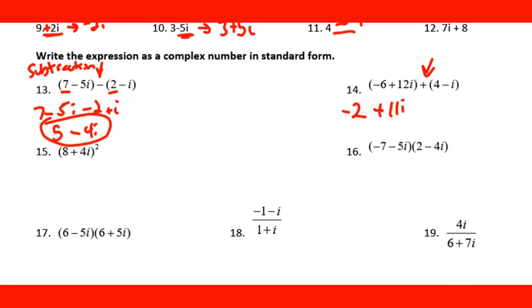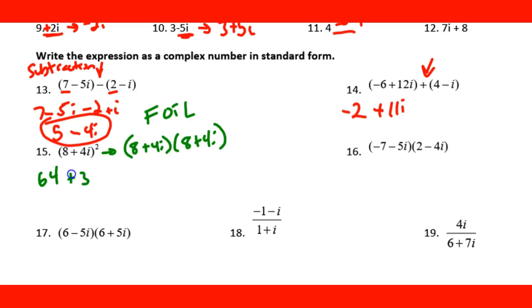Right here, this is 8 plus 4i squared. So we're going to go ahead and expand that to be 8 plus 4i times 8 plus 4i. Now we're going to distribute this. You FOIL here. So 8 times 8, 8 times 4i, 4i times 8, and 4i times 4i is going to be 16, and the i times i is i squared.